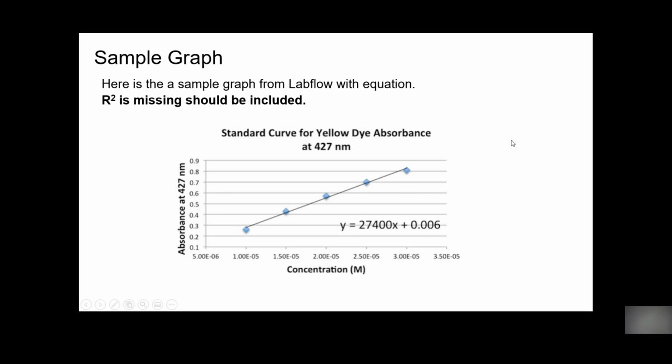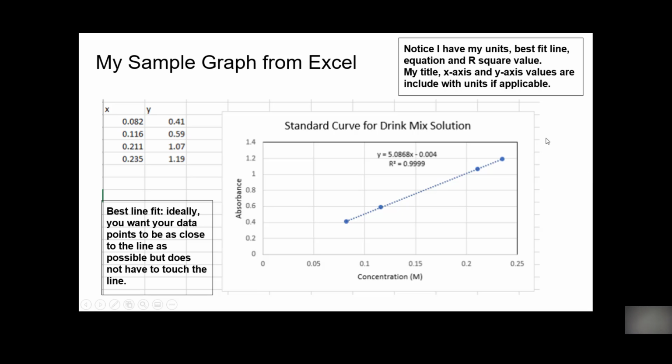All right, so here's a sample graph. I think this is from LabFlow as well. And the only thing that's missing here is R square. You should have R square. Where does R square come in? Well, I'm going to explain that to you.